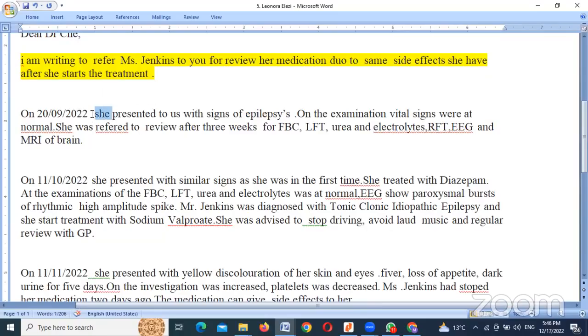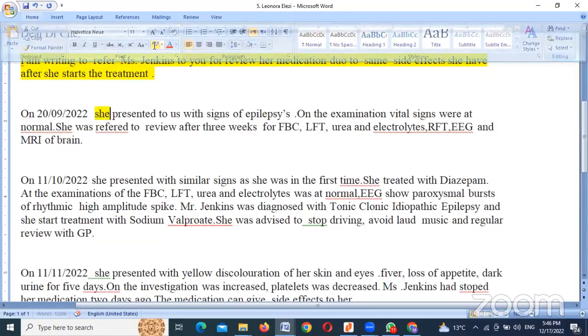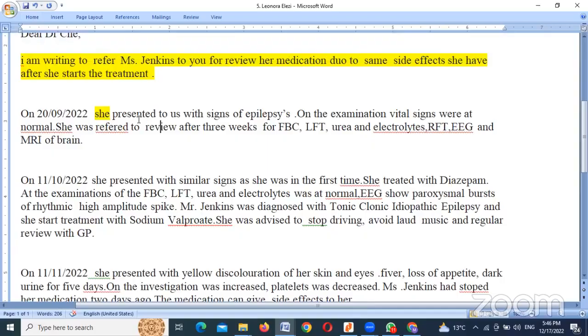I have shown you my model answer also. On this date, we need a comma here and we need the name of the patient here. "Presented to us with signs of epilepsy": we don't need to write the signs of epilepsy, we need to write which were the signs. So she presented with a fit that lasted for 3 minutes, and she had auditory and visual auras, and she also had loss of consciousness. She had also urinary incontinence. So just write them, okay? Don't directly write "she has signs of epilepsy".